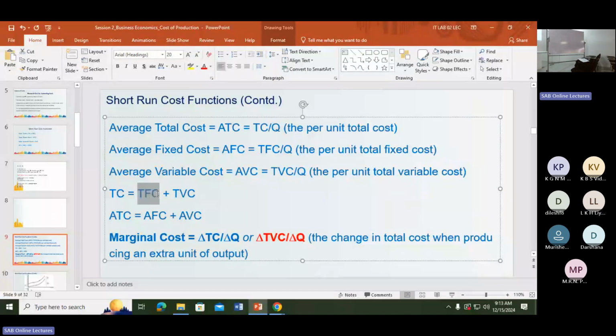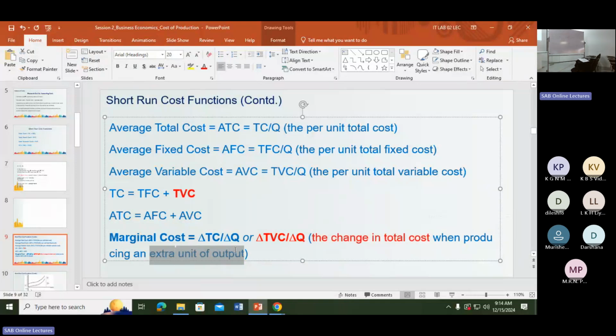Between total fixed cost and total variable cost, what is the only cost component that varies with the output level? Only TVC. TVC is the only cost component that varies with the output level. Total fixed cost does not vary with the output level. So, what is the marginal cost? Marginal cost is the change in total cost when producing an extra unit of output.